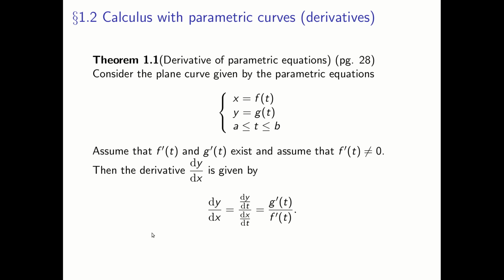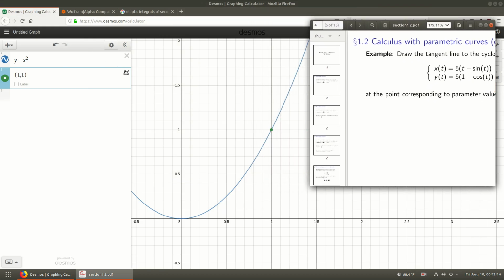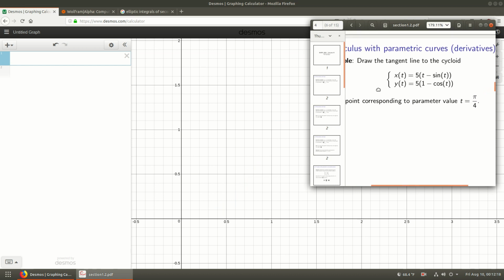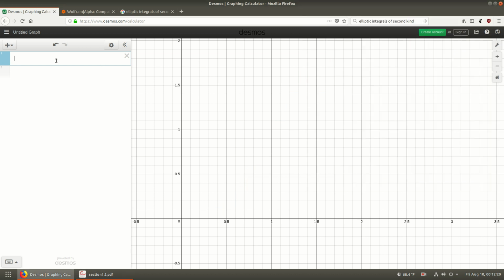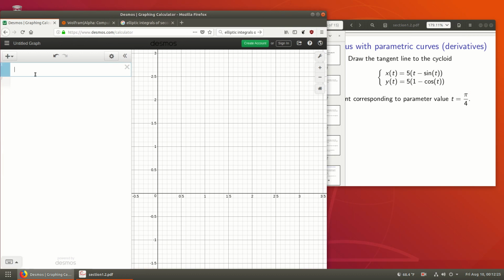So with this in mind, we can do a simple problem. Let's do something like we did in the previous lecture. Let's draw a tangent line to this cycloid. Remember, I defined cycloids last time geometrically, and we drew a picture of one, and it was these humps that keep going to the right.